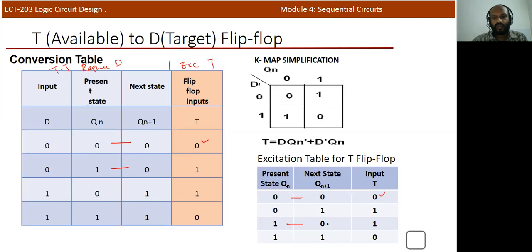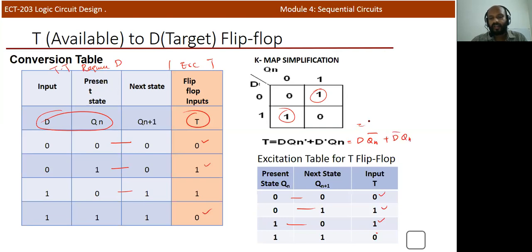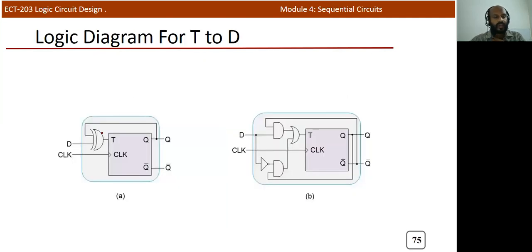1 to 0 when the T input is 1. Then 0 to 1, again 1, and 1 to 1 it's 0. So we got the last column, that's the excitation table. Now we can simplify the T by using D and Qn. So finally you are getting two ones. So it becomes D Qn bar plus D bar Qn, which is again XOR operation, D XOR Qn. Okay. So either you can write in this way, this is D XOR Qn, or directly you can write.